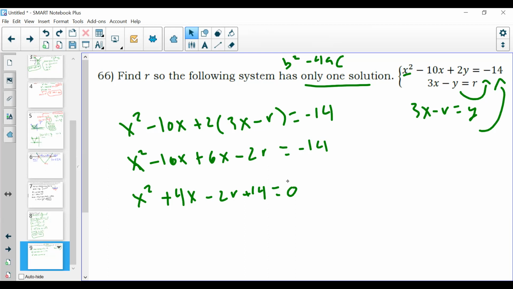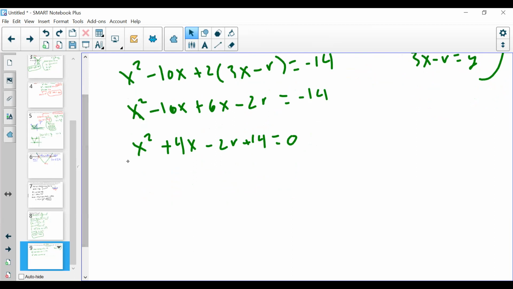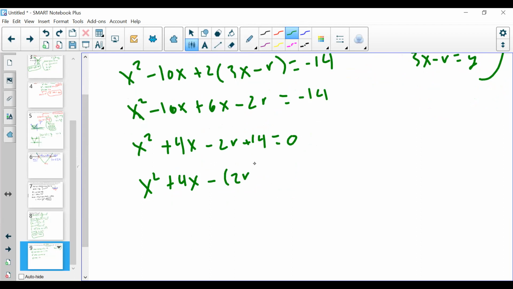So r, it doesn't say here, but r is supposed to be a real number. So I need to figure out, if I find a discriminant, what's my r value going to be? So my a value here, or should we write this one more time to make it a little nicer? x squared plus 4x. I can factor out a negative to get negative 2r minus 14 equals 0.